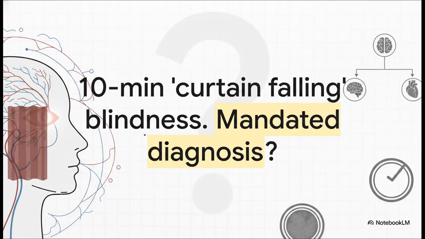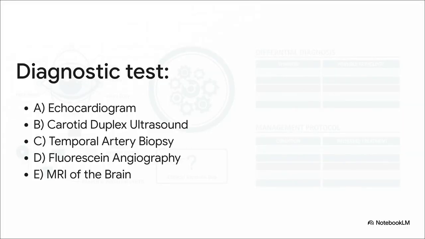Let's apply this diagnostic mandate to a specific clinical scenario. A 65-year-old male reports a 10-minute episode of complete blindness in his right eye, describing it exactly as a curtain falling. His vision has now fully returned to baseline. What is the strictly mandated next step in diagnosis? We have 5 competitive evaluations here, but only one isolates the exact hemodynamic origin.